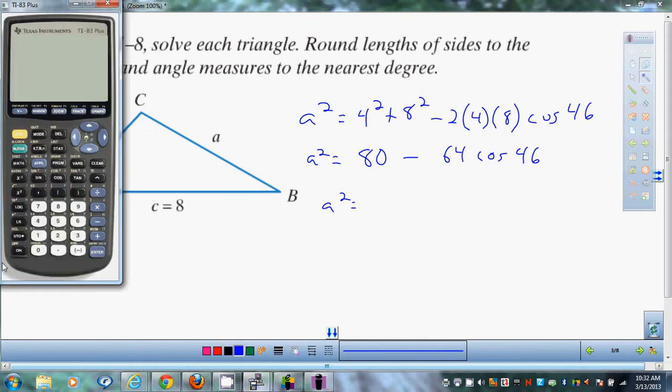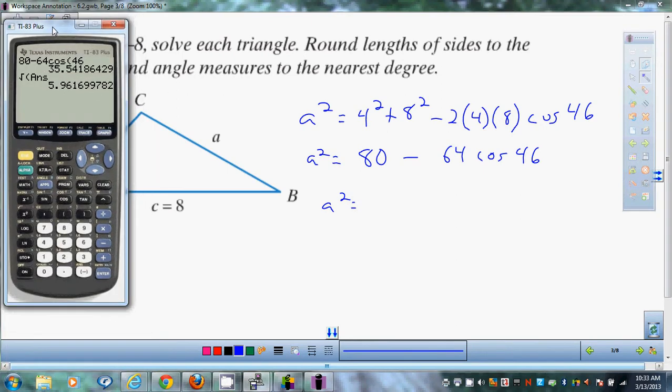Calculator. Make sure you're in degree mode, which I am. Mode, down, down, go over to degree and hit enter. So, 80 minus 64 cosine 46. Are we done? No. Very good. Second, square root of that answer. 5.96, so it says nearest 10th. So would that be 6 if we round it to the 10th? So A equals 6.